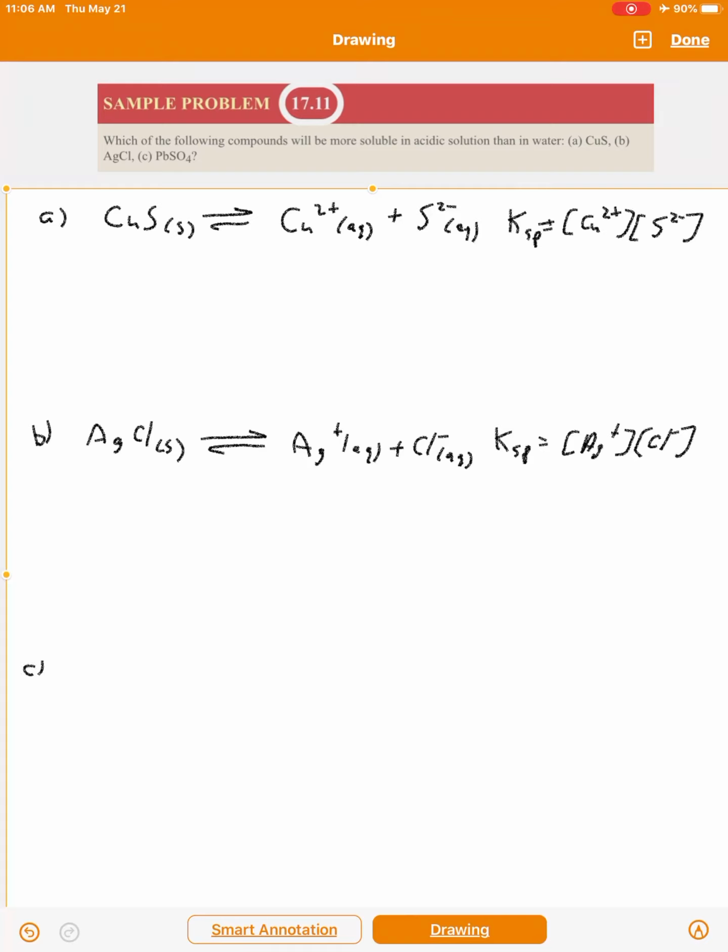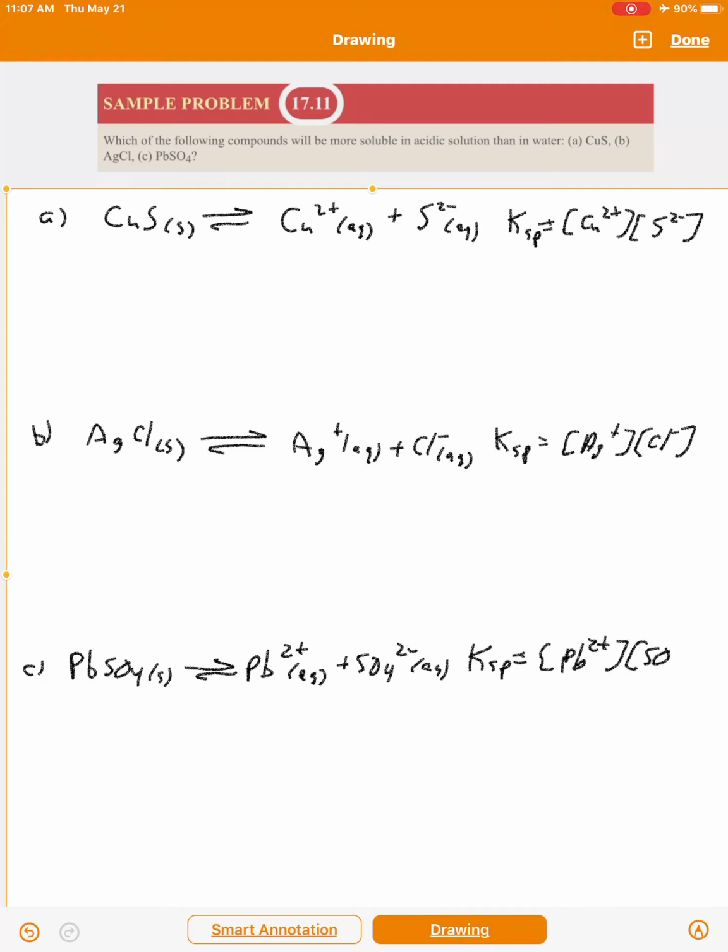And then C is PbSO4. When that dissolves, you get the lead 2 ion and the sulfate ion. So KSP for this one is the concentration of lead times the concentration of sulfate. Okay, so there are our equilibrium expressions for all three.